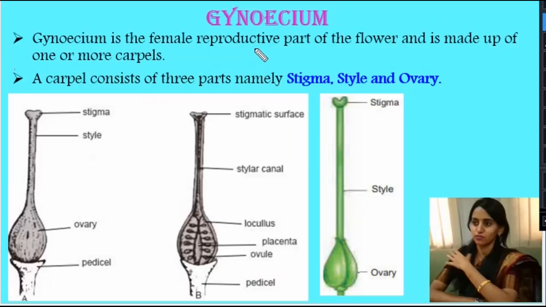Next we need to discuss the female reproductive part of the flower, that is Gynoecium. It is also known as pistil. The pistil is composed of carpels. The number of carpels varies from flower to flower. There may be only 1 carpel, 2, 3 or more carpels. A typical carpel consists of 3 parts, that is stigma, this is stigma, style and ovary. This ovary is placed on the thalamus.